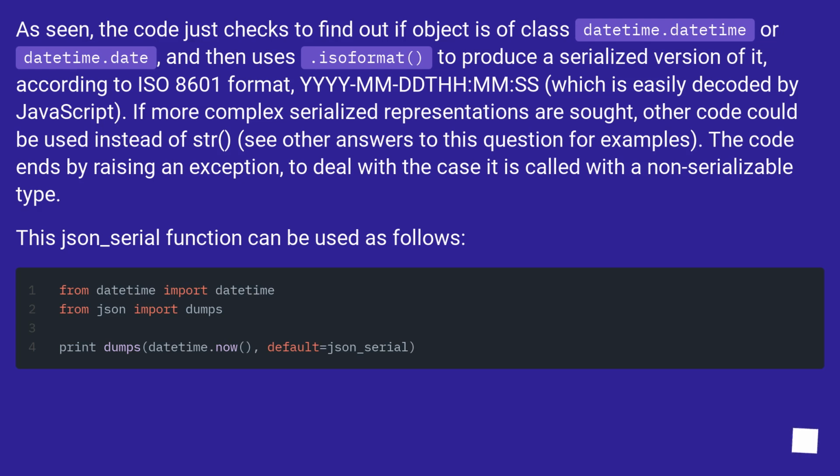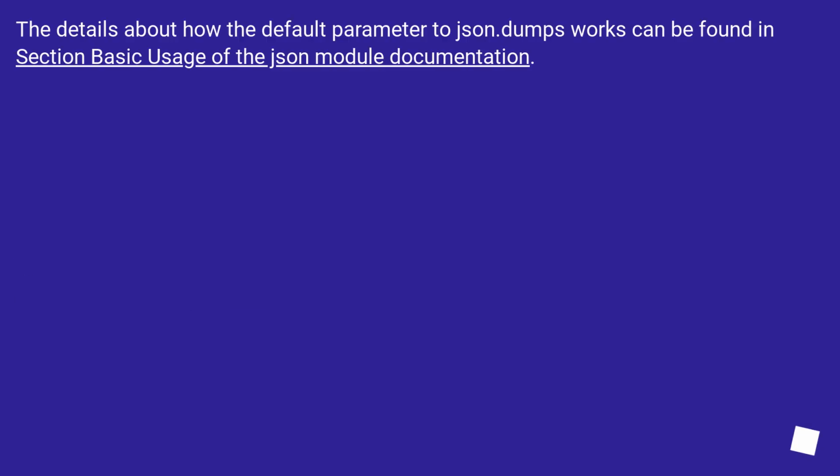If more complex serialized representations are sought, other code could be used instead of str. See other answers to this question for examples. The code ends by raising an exception, to deal with the case it is called with a non-serializable type. This json_serial function can be used as follows. The details about how the default parameter to json.dumps works can be found in the section Basic Usage of the json module documentation.